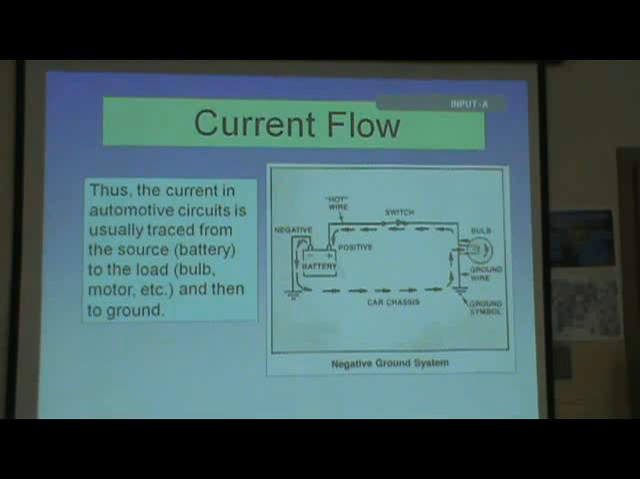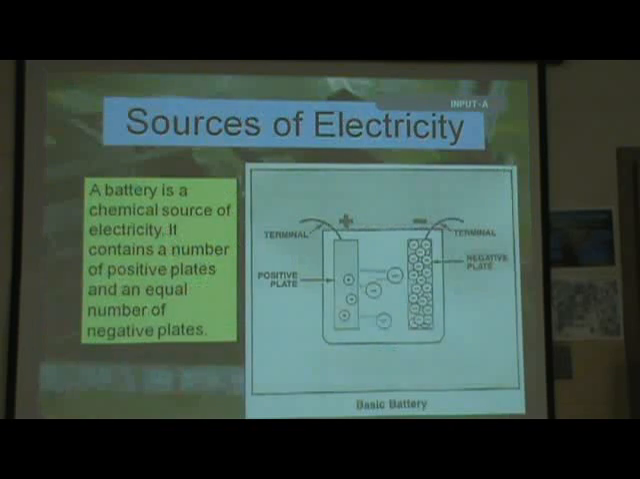And so the current in automotive circuits is usually traced from the battery source to the load, bulb, or motor, which is conventional theory. And what you got showing up there is backwards to what we usually think. It doesn't really matter which way it's flowing, you just got to find out.